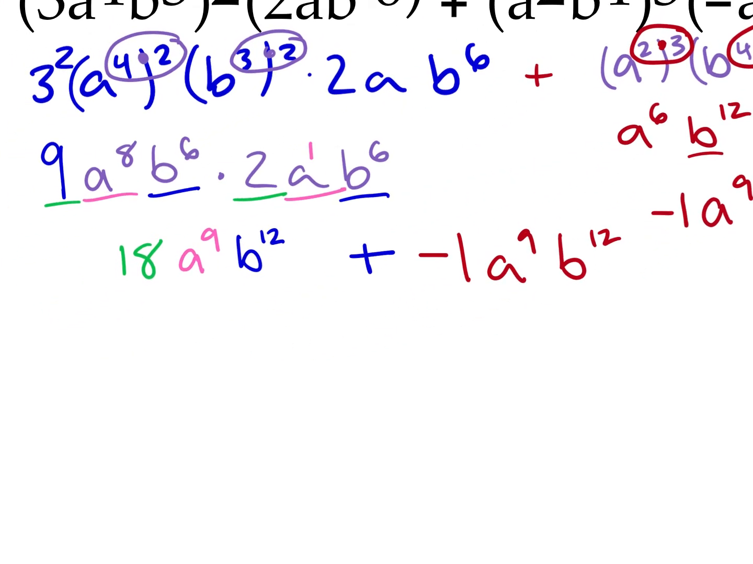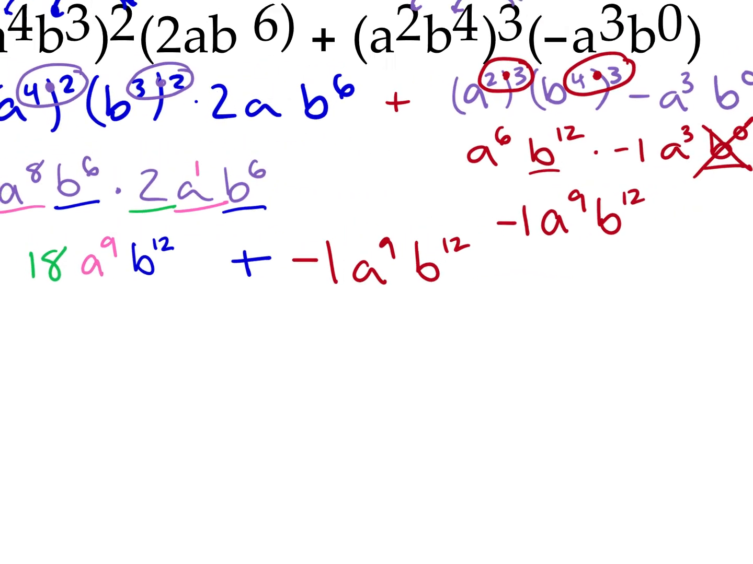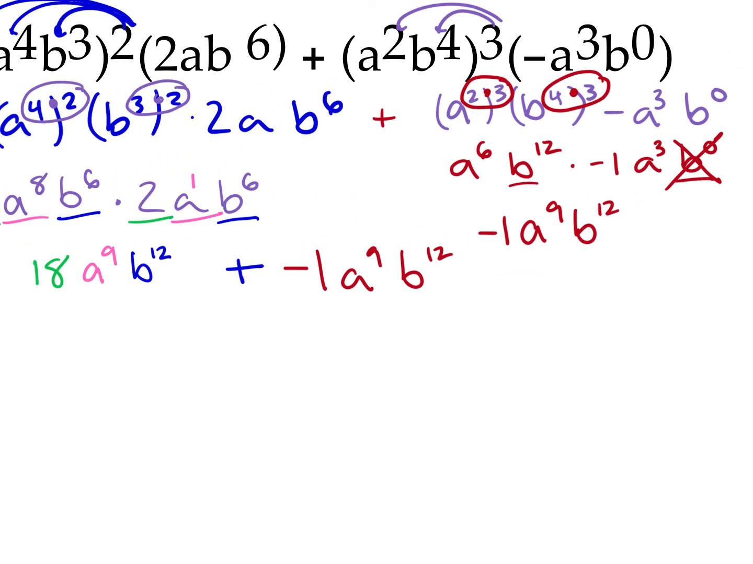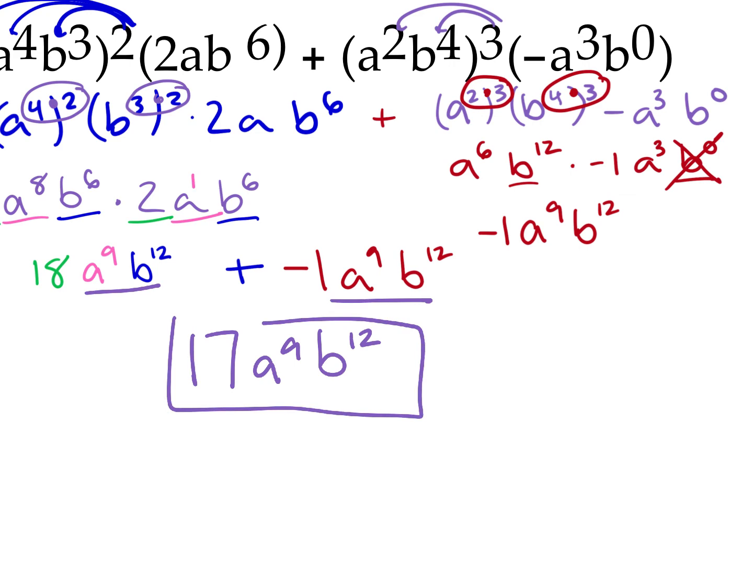Can I add these together? Yes. My variable part's the same. I have a to the 9th power, b to the 12th power. How do I add them together? Add the coefficients. So that would be 18 plus -1, which is the same thing as saying 18 minus 1. So it's 18 minus 1? 17. And then what would the variable part in my answer be? The same. A to the 9th power, b to the 12th power. So it stays the same.